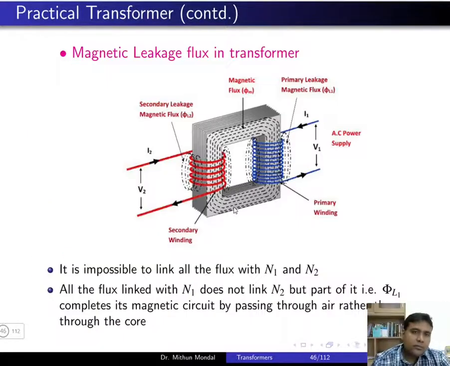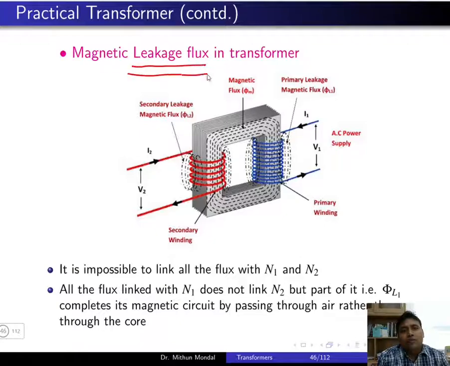Now, in all the previous discussions, we have not taken the leakage flux into account. You know what a leakage flux is. The flux which is not sustained in the core and flows through the air is known as the leakage flux, right? Now leakage flux is the flux which is either on the primary side, due to the primary winding, or on the secondary side, due to the secondary winding.